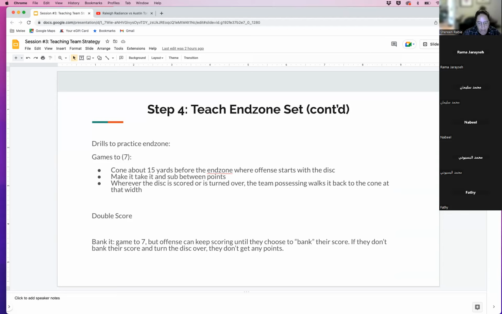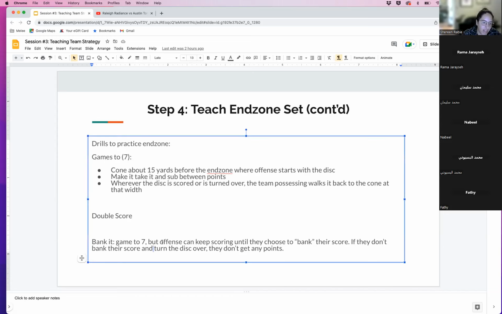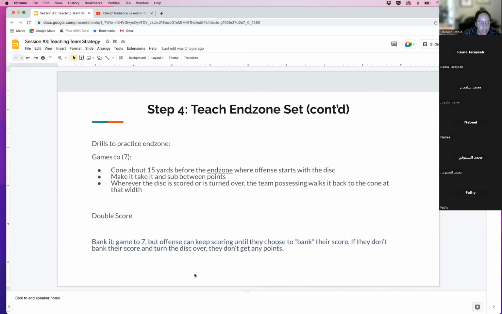And then one fun drill that people love to play is called bank it. So you play a game for 7. The offense can score over and over and over again until they choose to bank their score. If they don't bank their score and they turn the disc over, all the points they scored before it are gone. They don't get any points. So it's fun because it's like a little bit of gambling and people like to play it. So if you feel like people think that end zone is tedious, you can come up with fun ways to make these scrimmages fun.